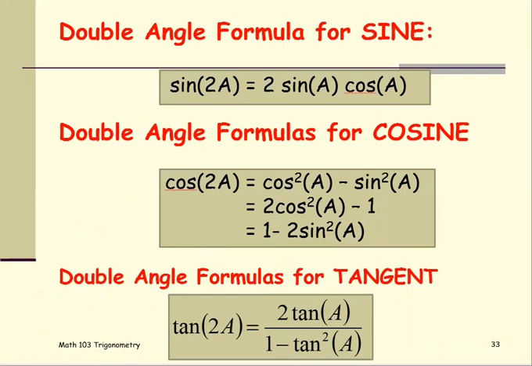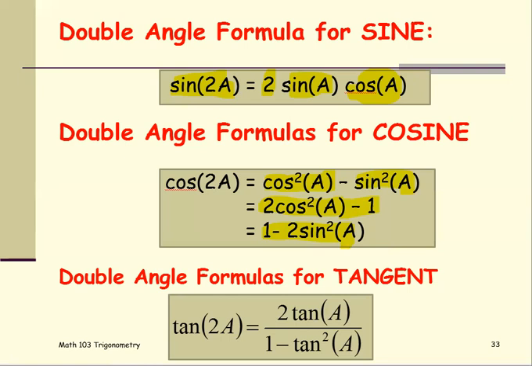As a summary, the double angle formula for the sine function is sine of 2A equals twice the product of sine A and cosine A. For the double angle formulas for the cosine function, there are three different forms. The first one is cosine squared A minus sine squared A. The second form is twice cosine squared A minus 1. The last form is 1 minus 2 times sine squared A. Which form we use depends on the problem that we are working on.